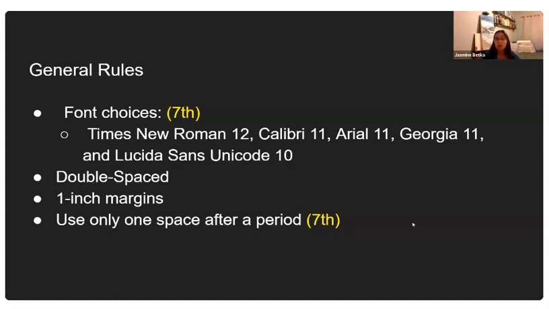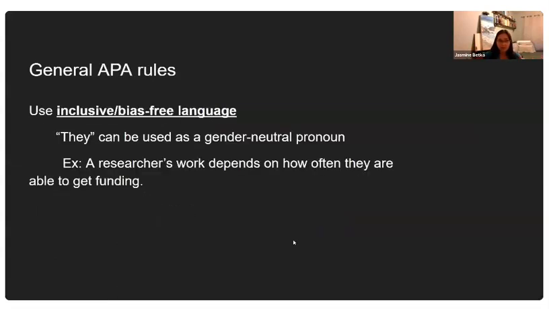So you can have a little bit more freedom, but the one main thing in APA is you want to always double space your work. So everything's going to be left aligned and double spaced with 1-inch margins. So those are kind of the biggest takeaways for general formatting for an APA paper. And in 7th edition, you only use one space after a period. So if you're used to hitting that enter key or the space bar twice, just only hit it once.